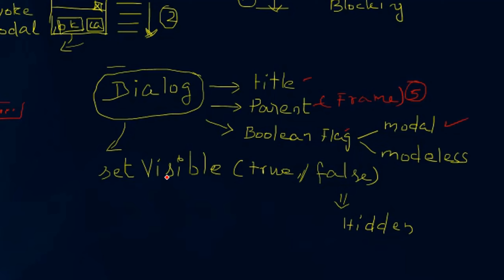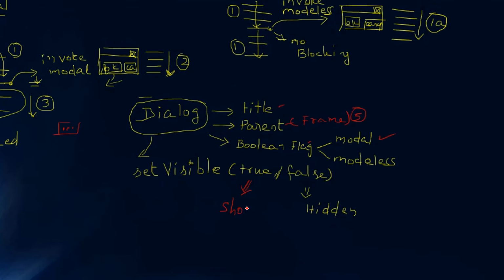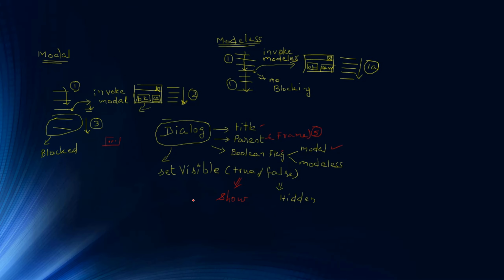Then you saw how we used the set visible. We used both. In the OK or cancel button handler of the dialog, we used set visible false to make the dialog hidden. Here in the frame window, we want to show the dialog, so we set it to true.